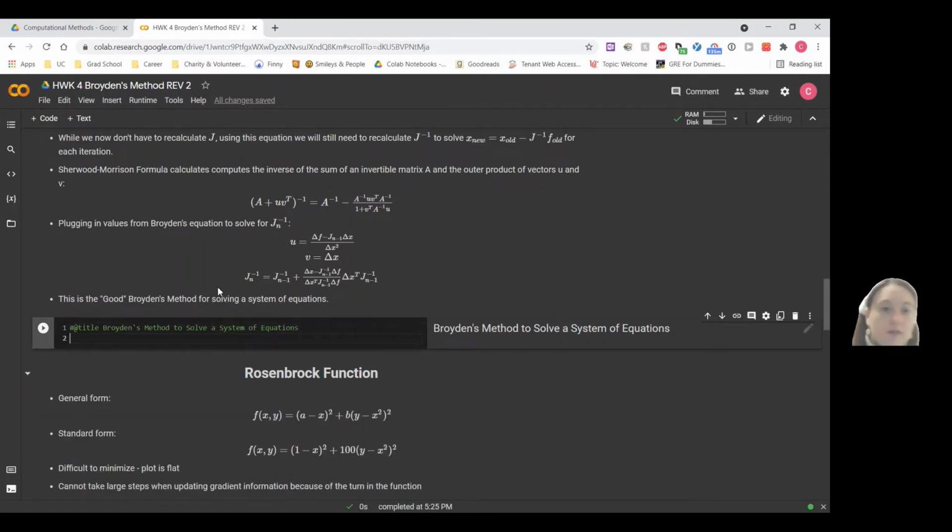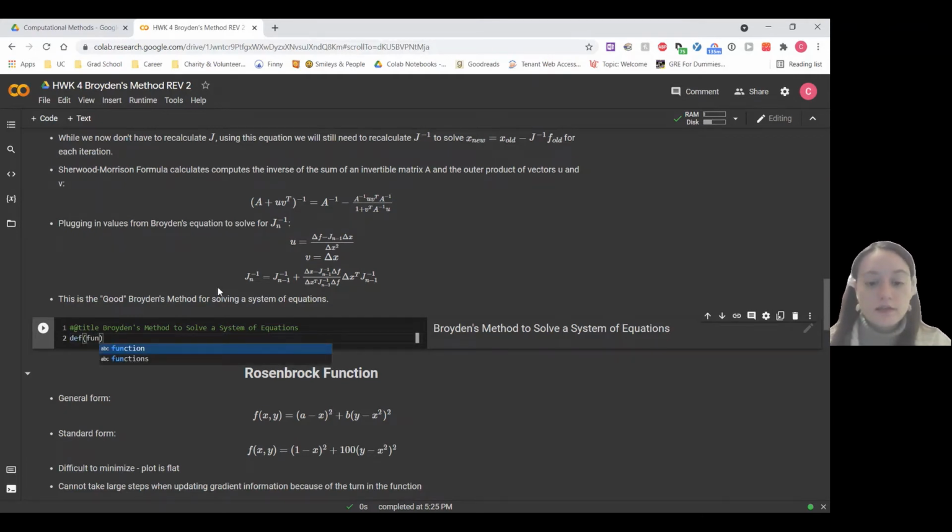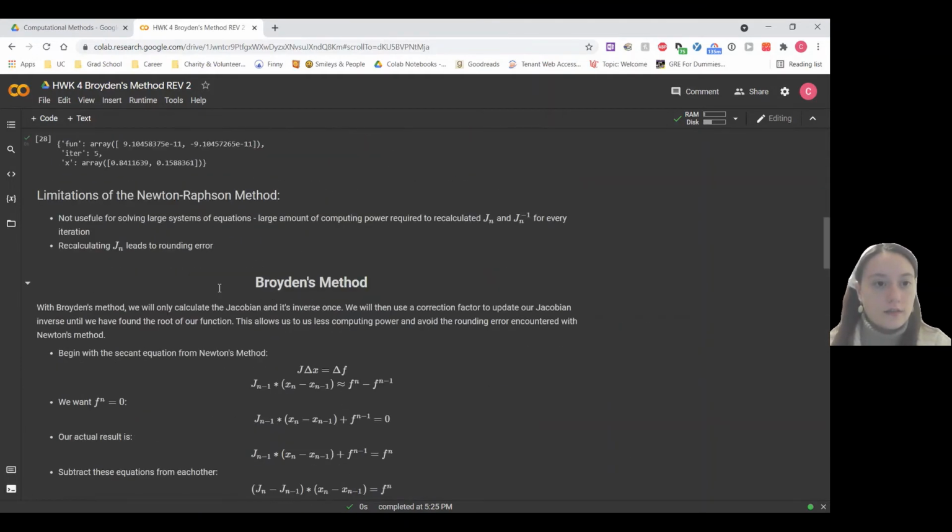Okay, so now we're going to write code for finding the root of a function of a system of equations using Broyden's method. So we're going to define our function. We'll need, again, the function, the initial value of x, and our initial Jacobian. We don't have one yet, so we'll just put None.